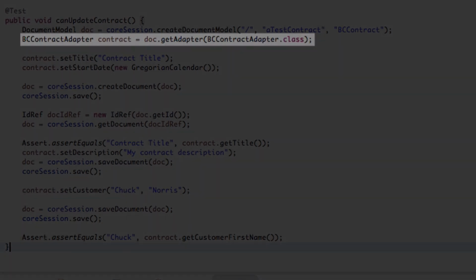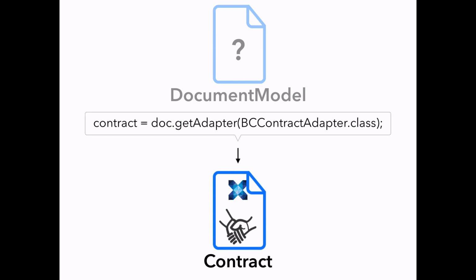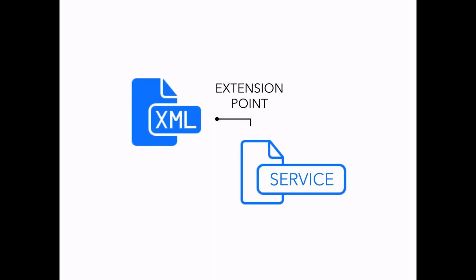That way, the adapter can be called anywhere by using the document model's getAdapter method, passing the adapter's class name as a parameter. Using document adapters is a good practice in Nuxeo application development, as they provide you with an important abstraction layer to make your application easy to write and maintain. In our next videos, we'll teach you about more possibilities to extend your application.